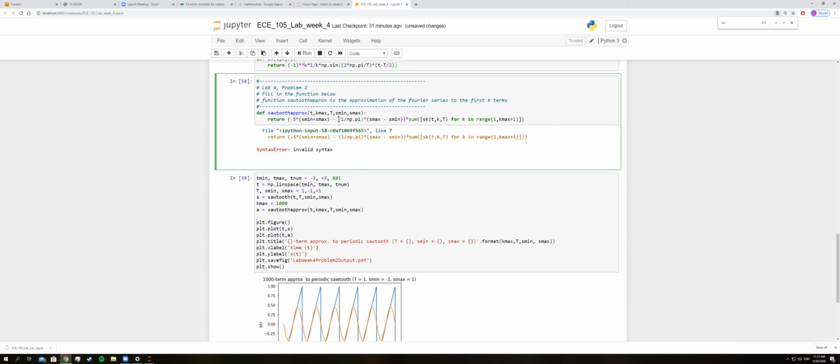What is happening? Oh, I think I see it. Get rid of the parenthesis before sum, at the beginning. Yeah, get rid of that, the one at the beginning. Yeah, that should work.